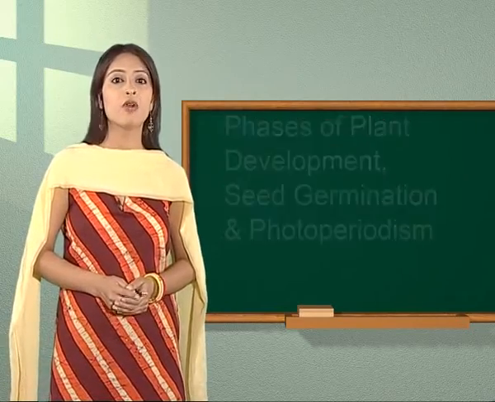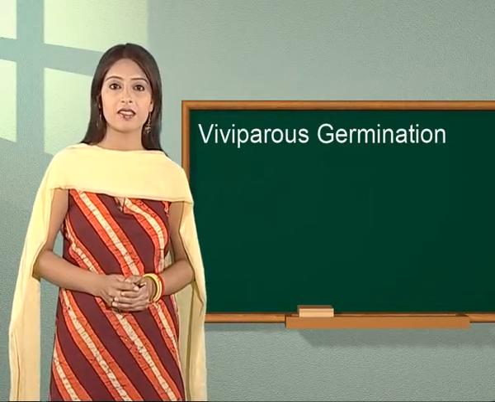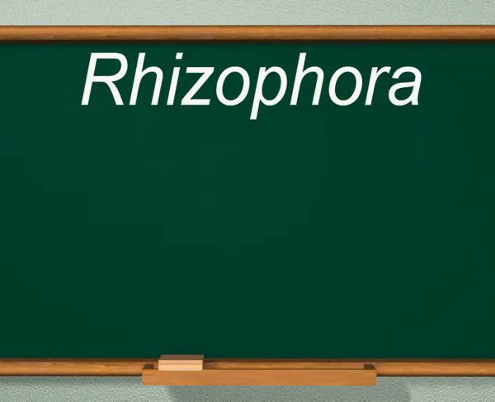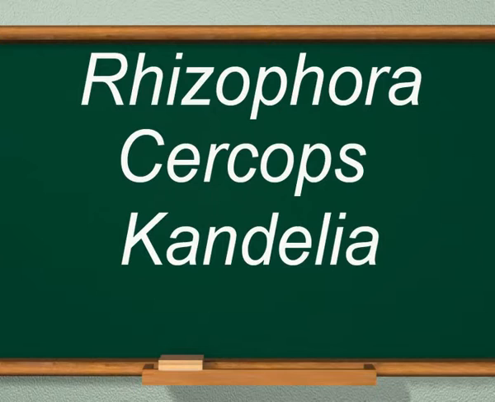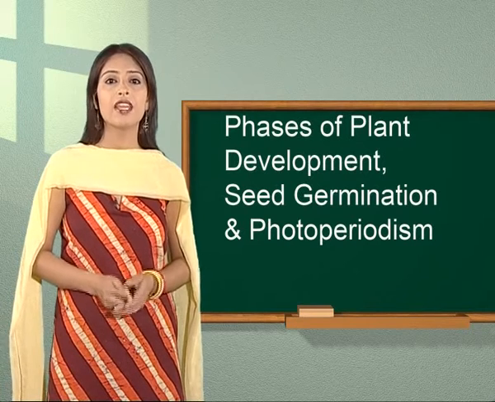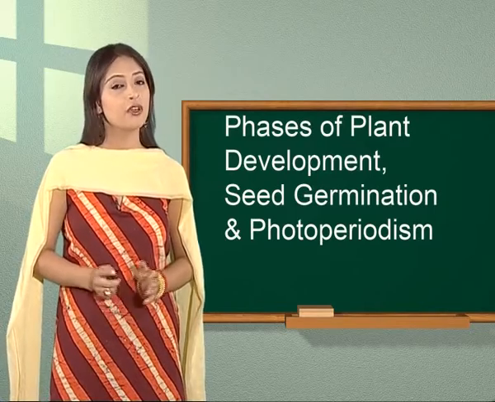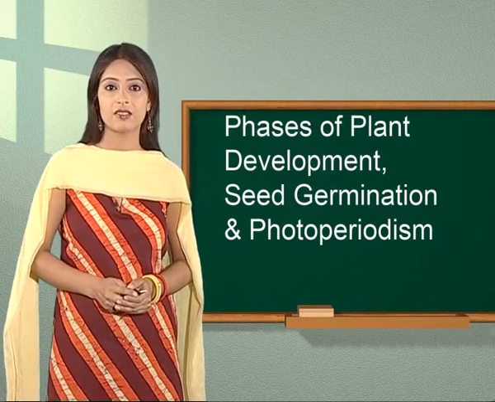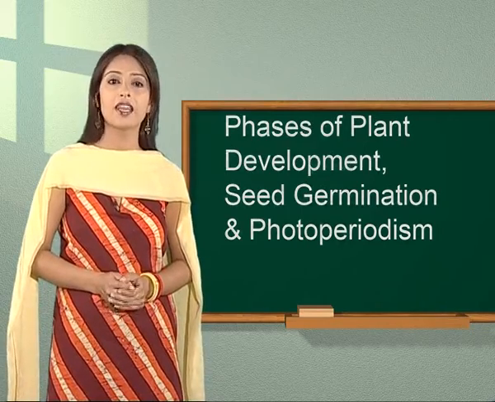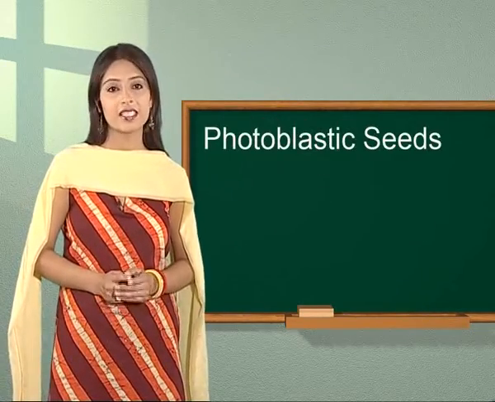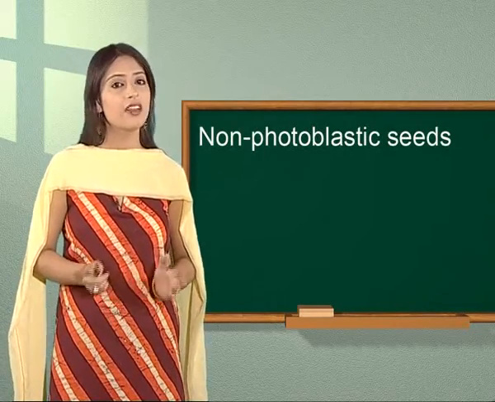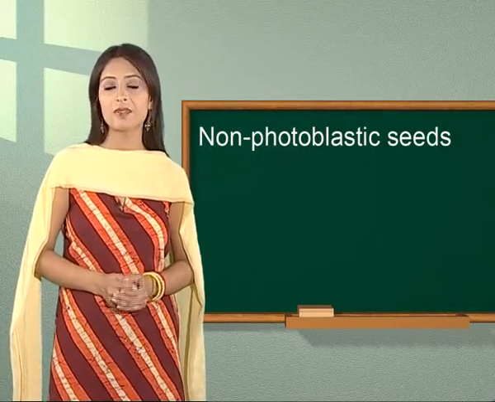Then we discussed viviparous germination in plants. Vivipary is seen in Rhizophora, Ceriops, Candelia and Sonneratiaceae, etc. Plants vary greatly in response to light with respect to seed germination. Seeds which respond to light for their germination are named as photoblastic seeds. Non-photoblastic seeds germinate irrespective of the presence or absence of light.